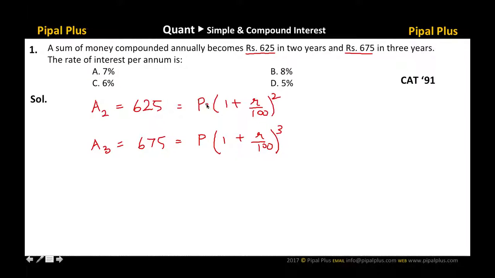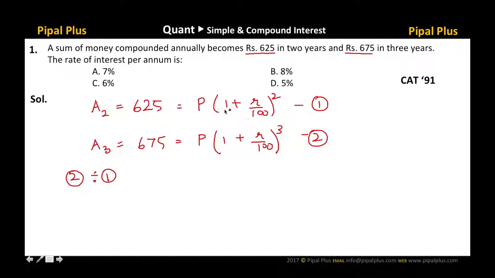Now, while we have two unknowns and two equations, we should be able to solve them pretty straightforwardly. The traditional way would be to open this square and this cube respectively and solve, but it's going to get very complicated. Why? Because you're going to have terms of r cubed in the second equation, and r squared in the first equation, which is going to complicate things. So a very simple way out is to divide the second equation by the first one.